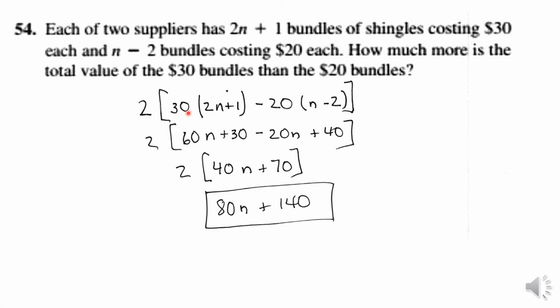There's the two suppliers. Here is the value of the $30 bundles, subtracting the value of the $20 bundles. We distribute. Notice a minus times a minus is a plus. We finally distribute the 2, and that's the answer that we should get.